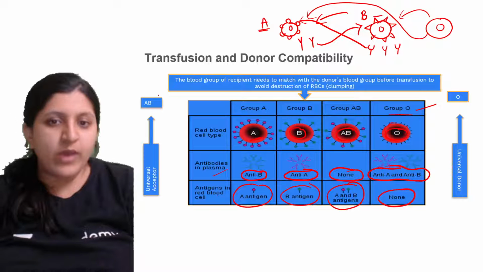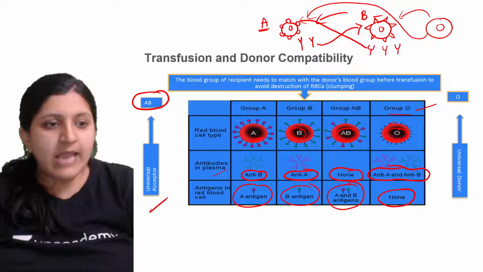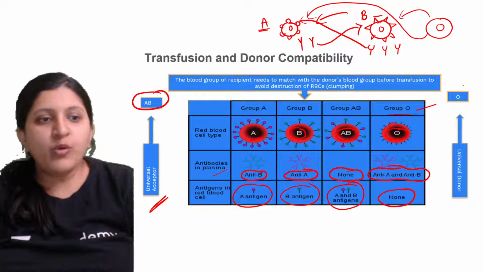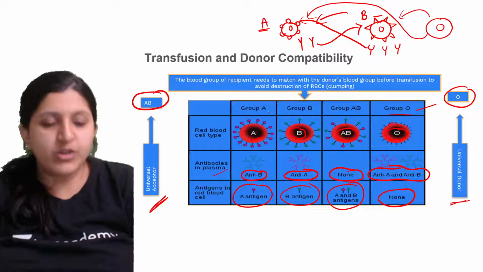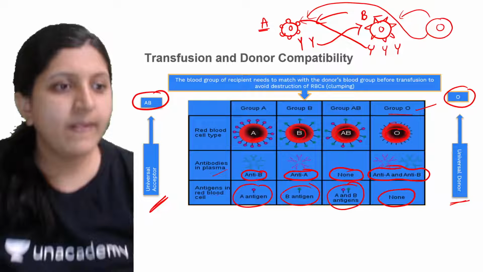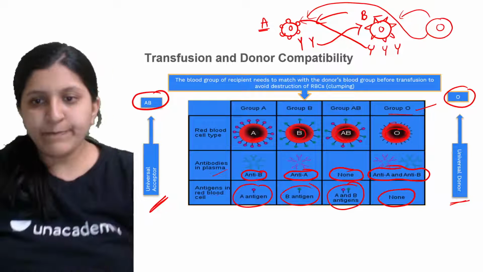So AB is the universal acceptor, and O blood group is the universal donor. Okay, any doubt till here?